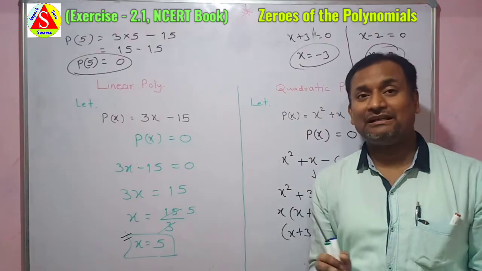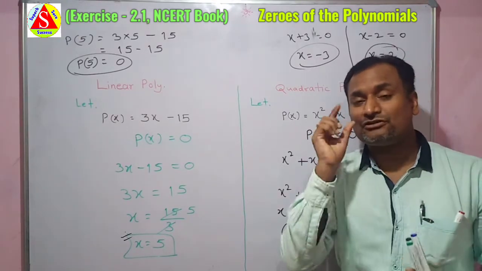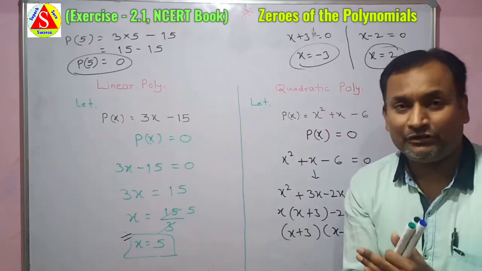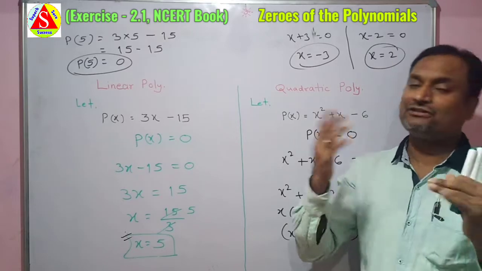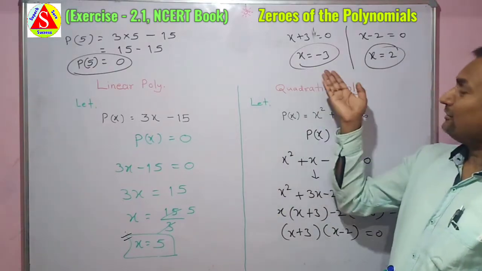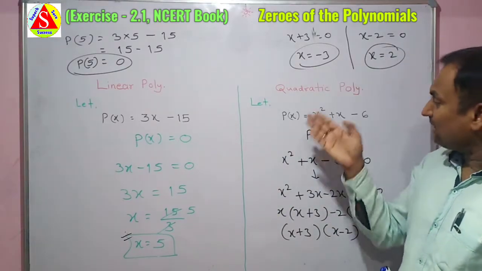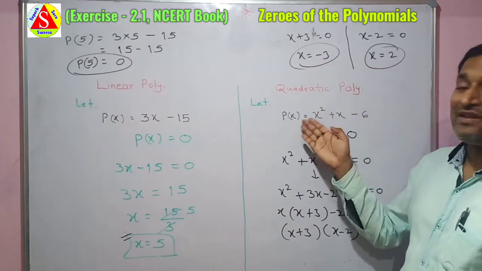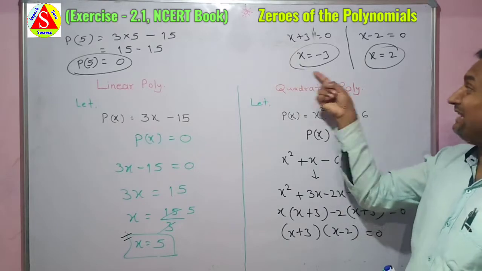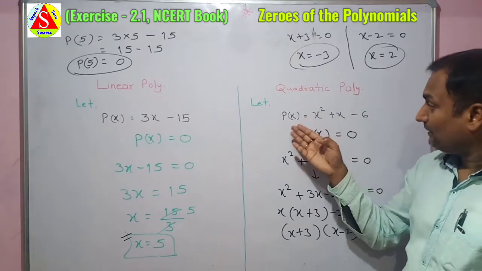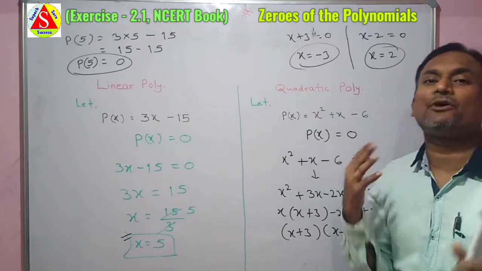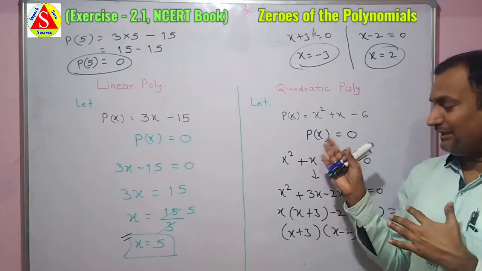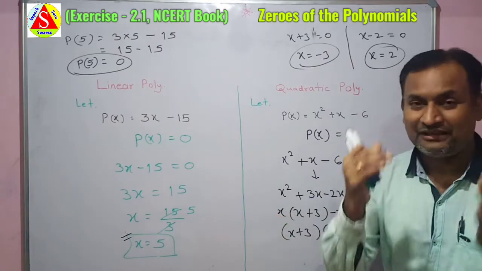Again I am telling you, the zero of any polynomial is that value of the variable which, after putting it in the polynomial, gives us the value zero. So you can verify. Just put the value x is equal to minus 3 or x is equal to 2. After putting any one of the values in the given polynomial, the polynomial value becomes 0. So we are not going to verify it here, you can verify it.